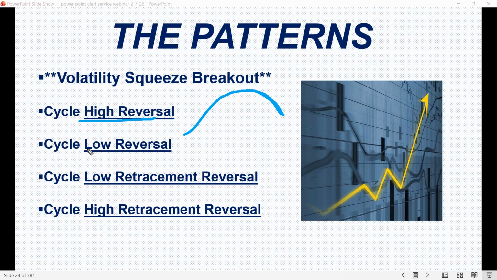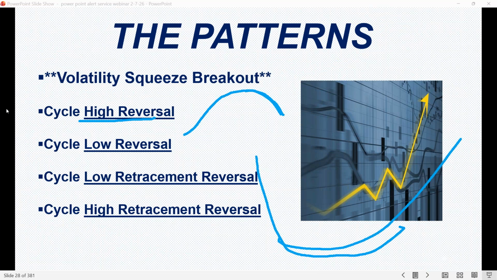The next one is what I call the cycle low reversal. This is where the market has had a huge sell-off, starts to form that bottom, and then turns to the upside, cycle low reversal. And so the cycle high would be price above all the key moving averages and it fails. This would be price below all the key moving averages and starts turning up.